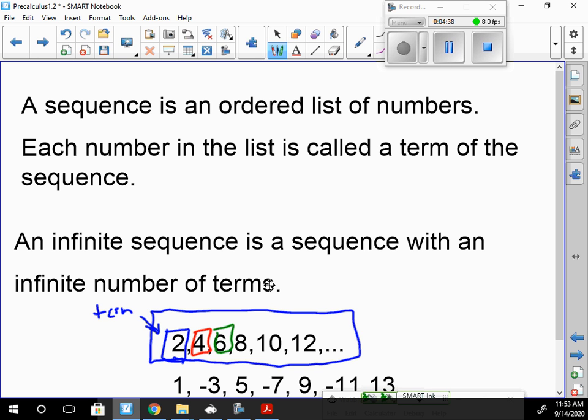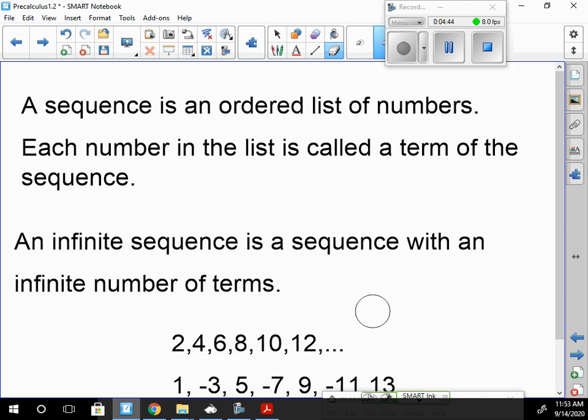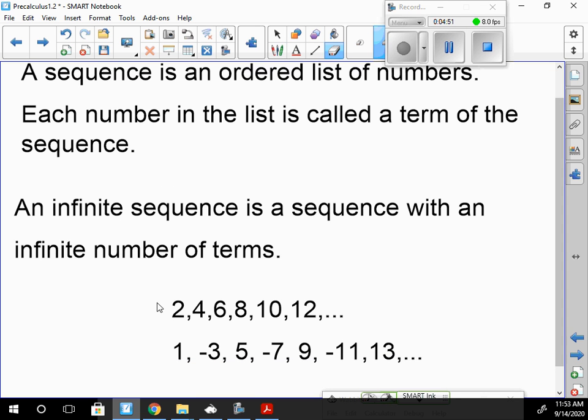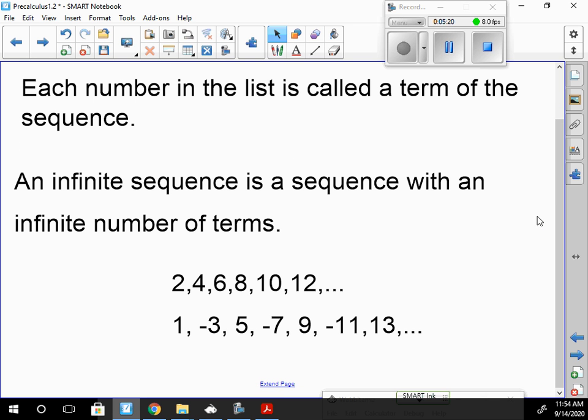An infinite sequence is a sequence with an infinite number of terms. So if I look at this one, it is going to go on forever. Add 2, add 2, add 2, add 2, add 2. Next one would be 14, 16, 18, 20, 22, 24, 26. You get the point, but it is an infinite sequence because there's nothing that could ever make that stop. So infinite sequences have an infinite number of terms. They'll go on forever and ever.